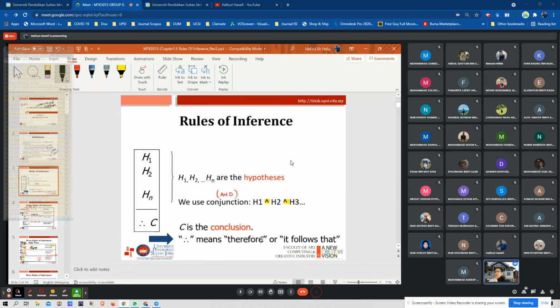Okay, this one is rule of inference. We have H1, H2 until Hn, and these are the hypotheses. Then we use the conjunction, whereby C is the conclusion, meaning therefore it follows that. We have hypotheses followed by a conclusion, and then we use conjunction. This one is the for some in the quantifier. We use the conjunction.